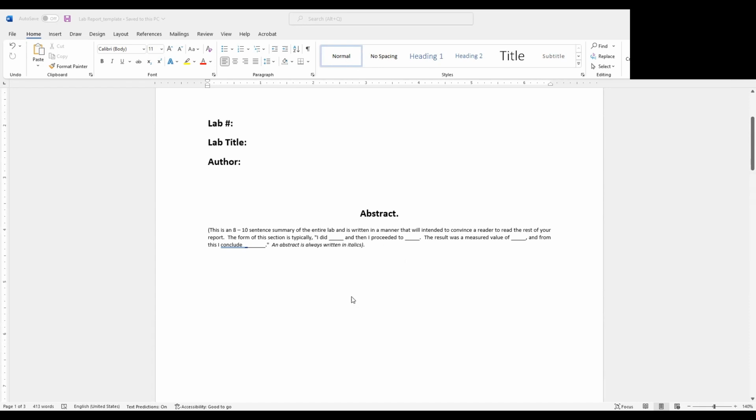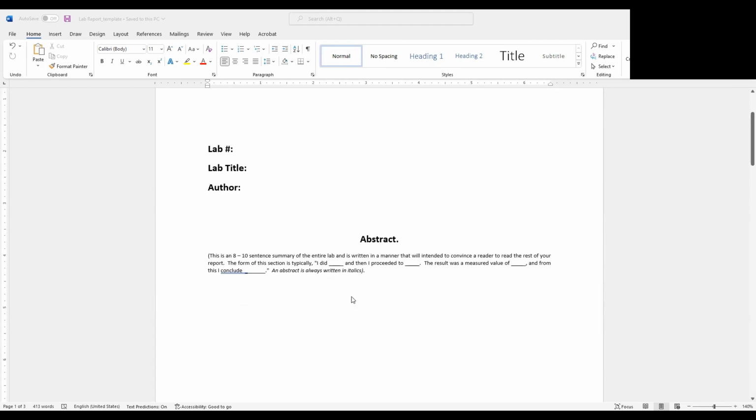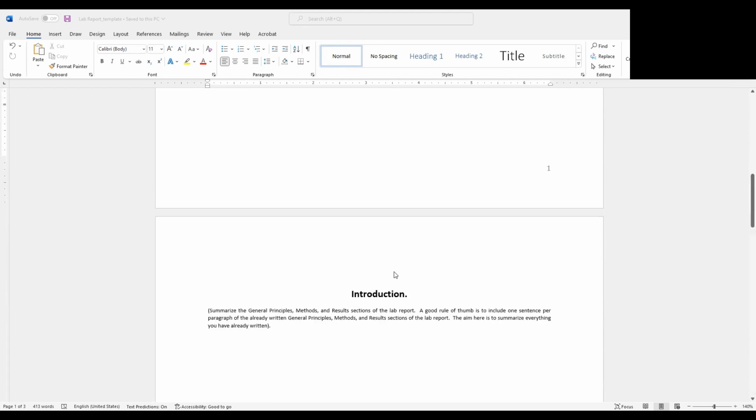in the first page, right? So the first page will contain just only this: the information about the lab title, lab number, the author, and the abstract. But this abstract will be the last part you're going to write. Now, what do we have here?